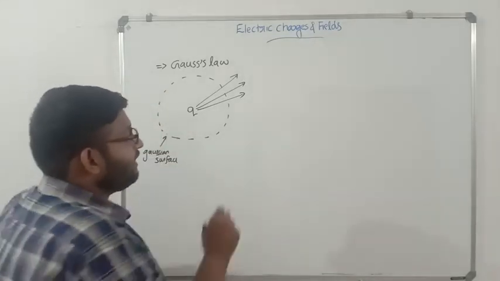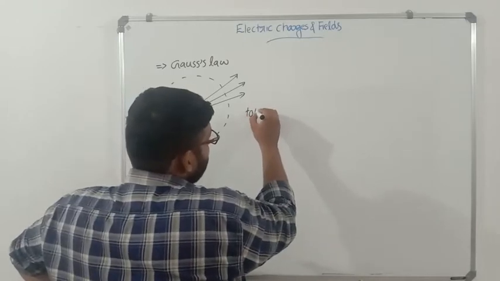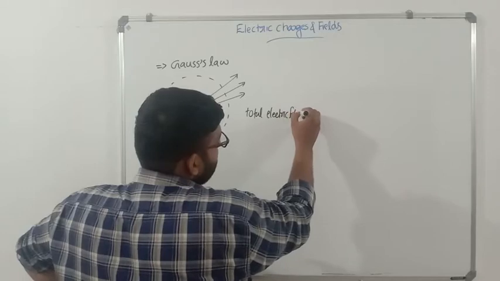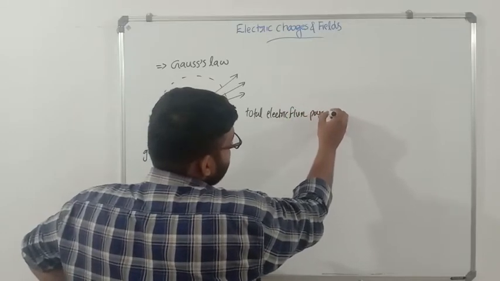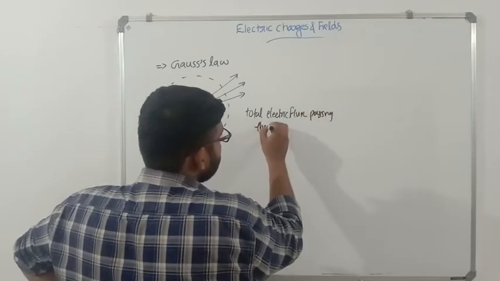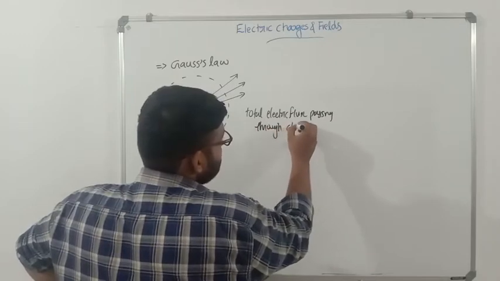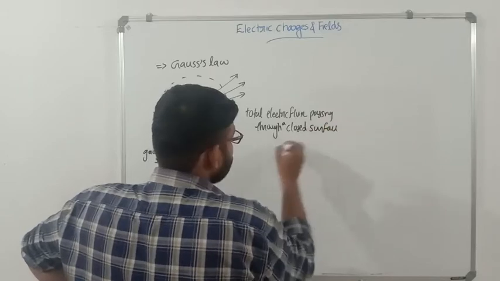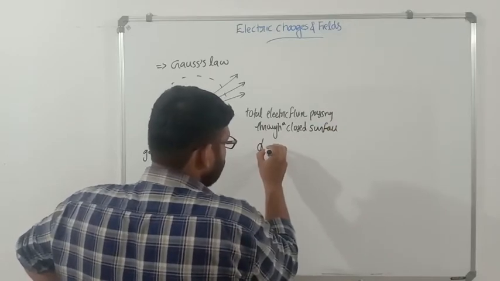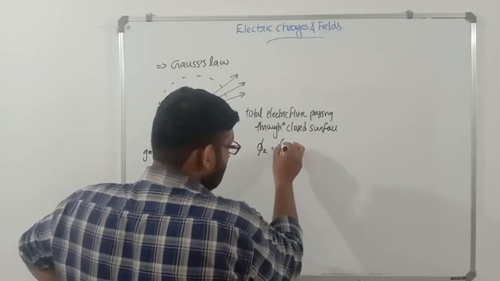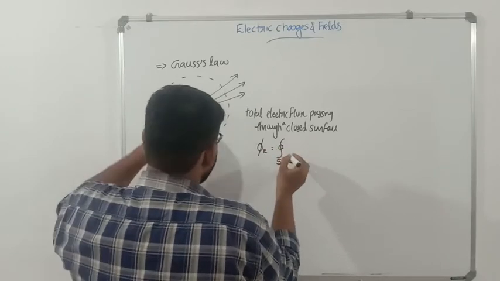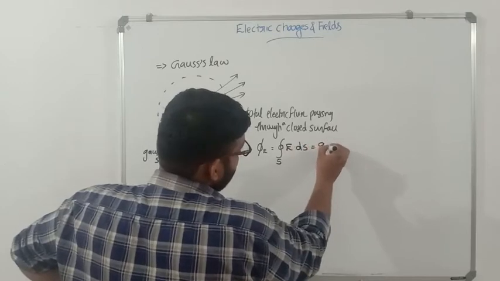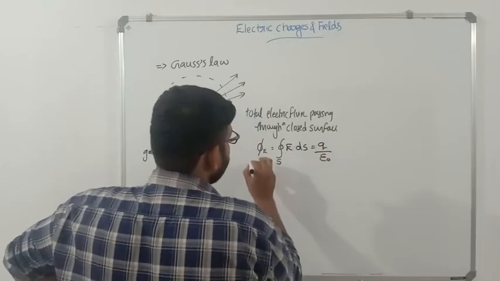Okay, then Gauss's law states that total electric flux passing through a closed surface, that is, we can write down phi, the total flux. We can represent that as closed integral over this surface E dot ds. It is equal to q by epsilon 0.